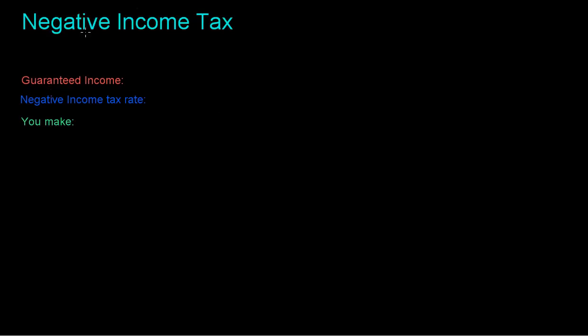So basically, a negative income tax structure is that for moral reasons, for political reasons, we say that we need some guaranteed income level. We have this guaranteed income level, which I'm going to abbreviate as GI. And if you fall below that guaranteed income level, we're going to give you money back. We're going to give you a negative income tax.